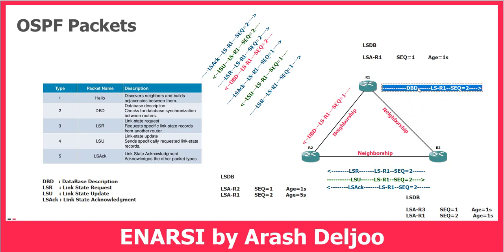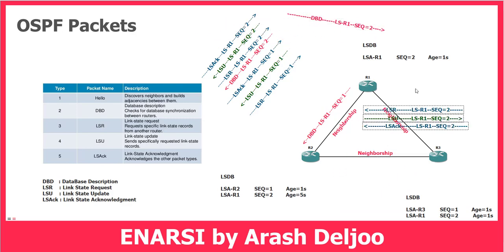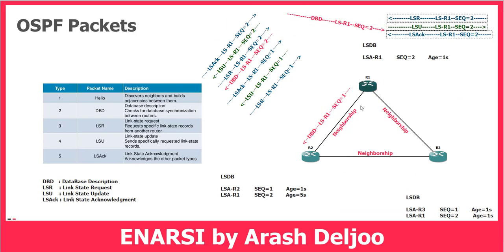Let me show you, we are sending another DBD to router 3. Let me copy them here. Look at here, R1 is sending another DBD to router 3. This is the DBD of R1. Again, here we have the link state of R1 with the sequence number of 1, meaning, do you want this sequence number of the link state of R1?